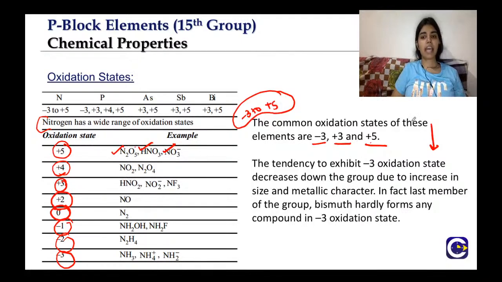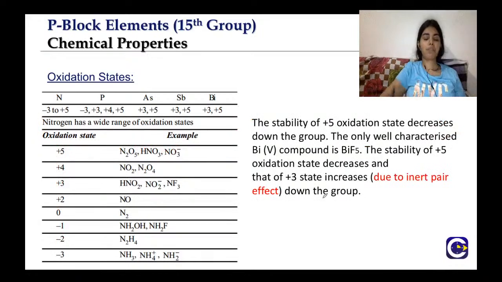So, if metallic character is increasing down the group, what will happen? It will tend to lose electrons, it will not gain electrons, right. So, -3 oxidation state means that it is gaining 3 electrons. So, bismuth, if you see, it never shows -3 oxidation state, right, because it is a metal, it will like to give electrons rather than accept them. So, bismuth hardly forms -3 oxidation state compounds.